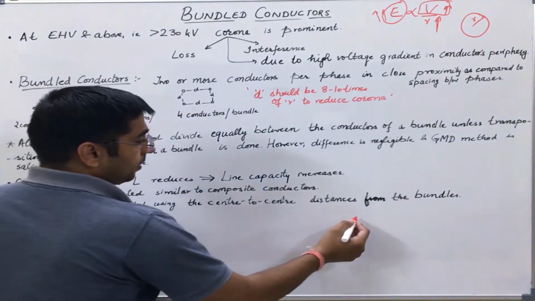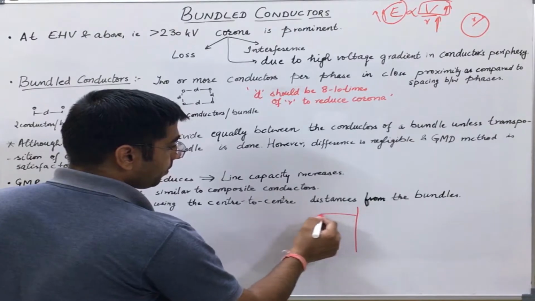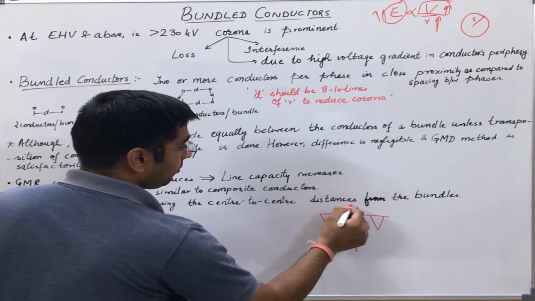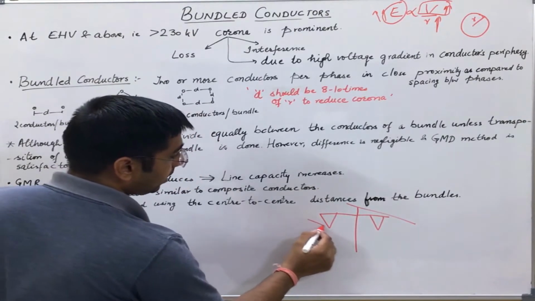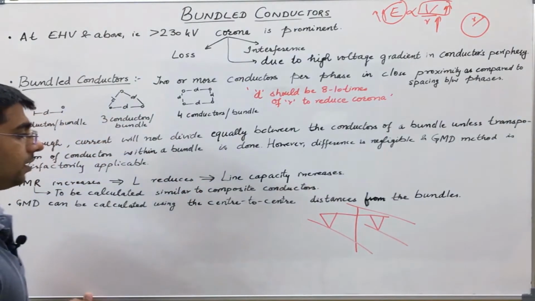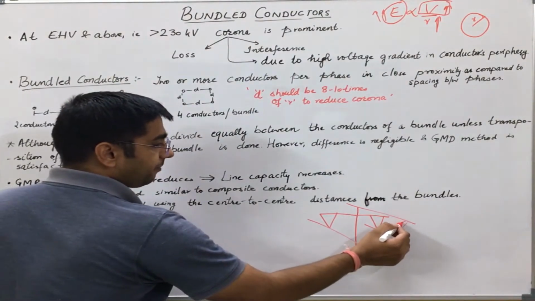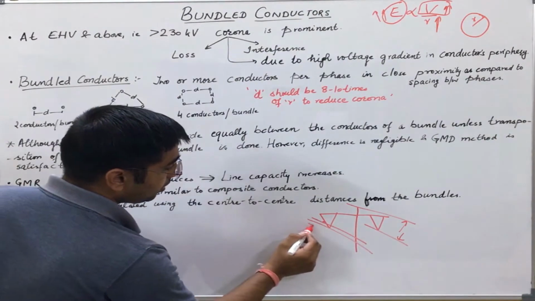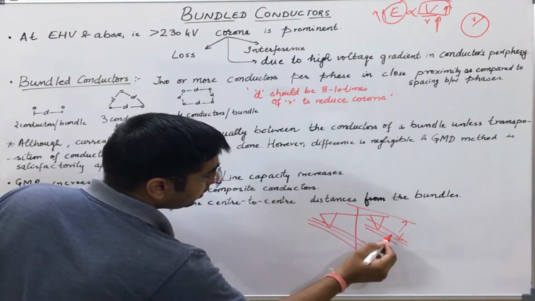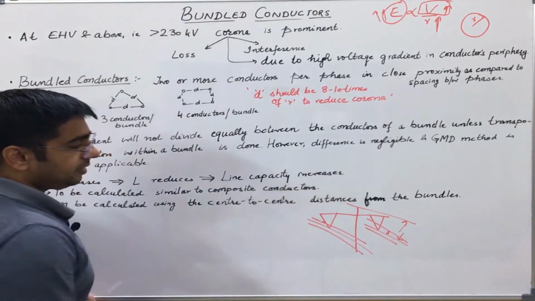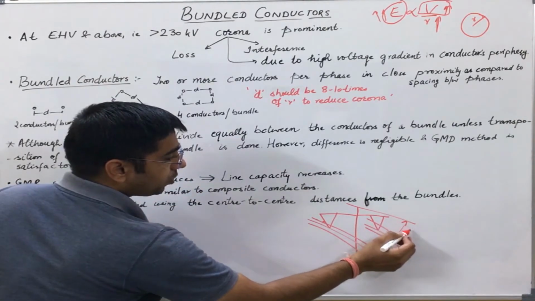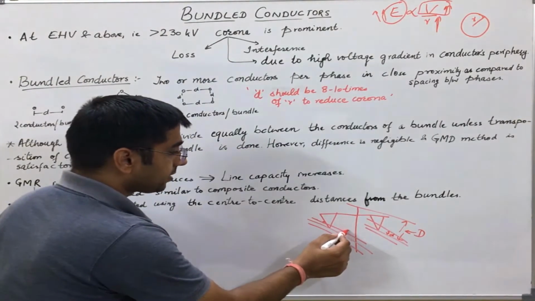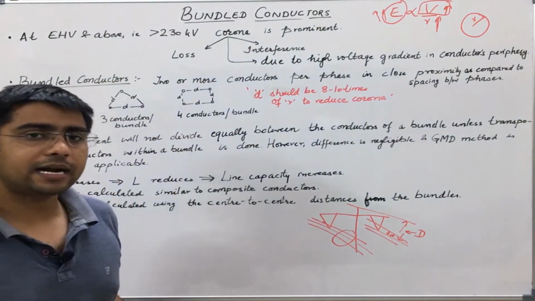Let us say this is a transmission line. One conductor is going here, the other conductor is going here, and the third conductor is going here. So this is the distance between phases. If I make multiple conductors per phase such that the distance between these is small as compared to this distance, then these conductors are known as bundled conductors.